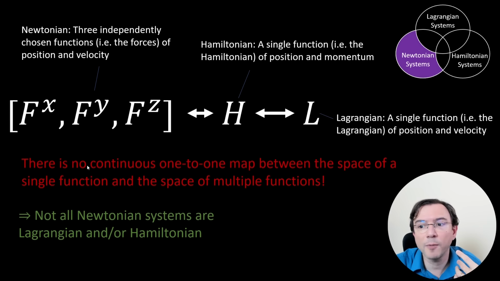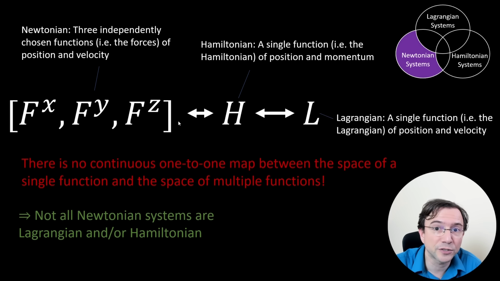And here is the problem: there is no continuous one-to-one map between the space of a single function, for example the one for the Hamiltonian and for the Lagrangian, and a space of multiple functions. So already this tells us that Newtonian mechanics has more systems than Hamiltonian and Lagrangian mechanics, therefore not all Newtonian systems are Lagrangian or Hamiltonian.